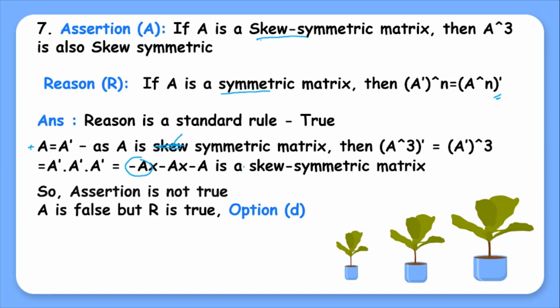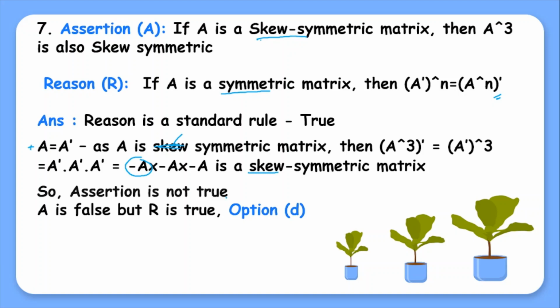As it is skew symmetric, I have taken minus A. So minus A into minus A into minus A is minus A the whole cube. But here they said it is also skew symmetric. So the assertion is not true.